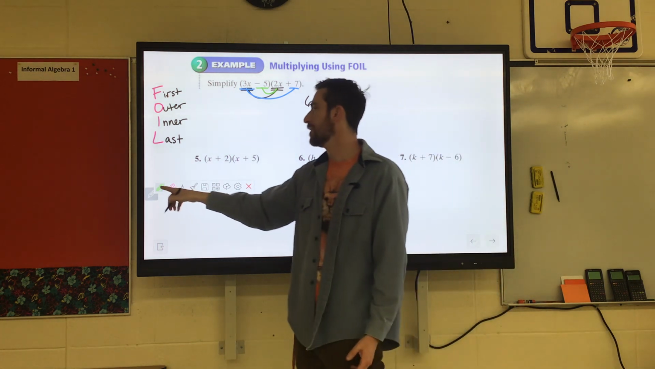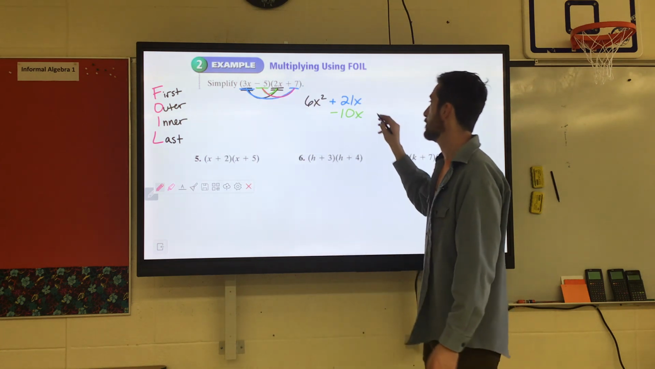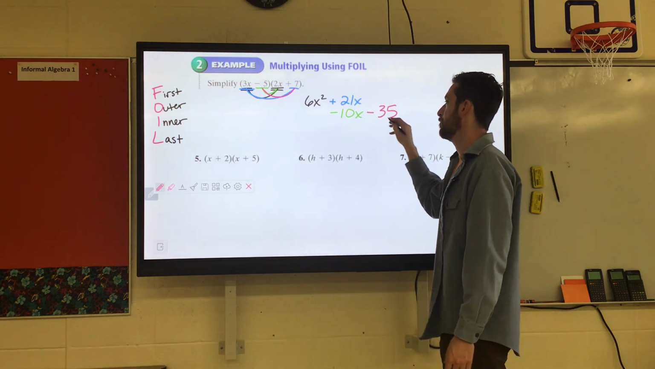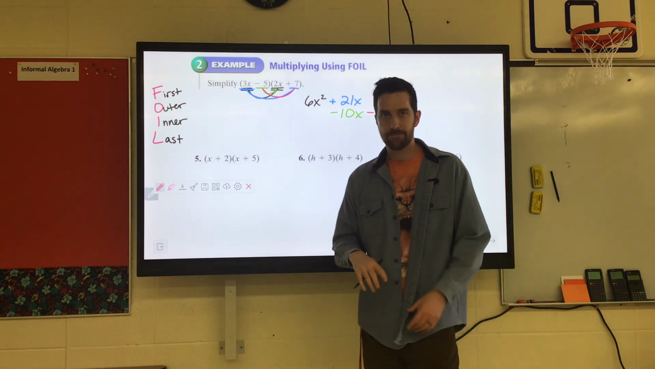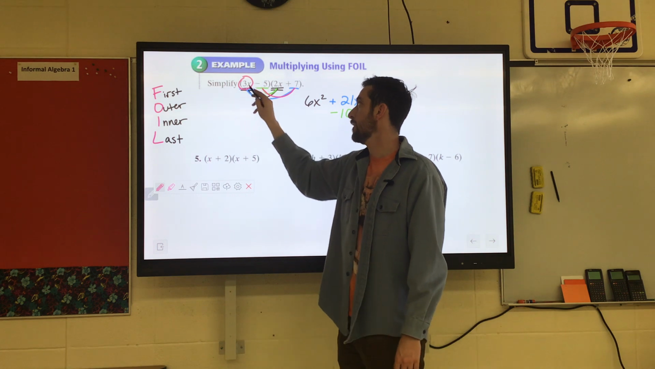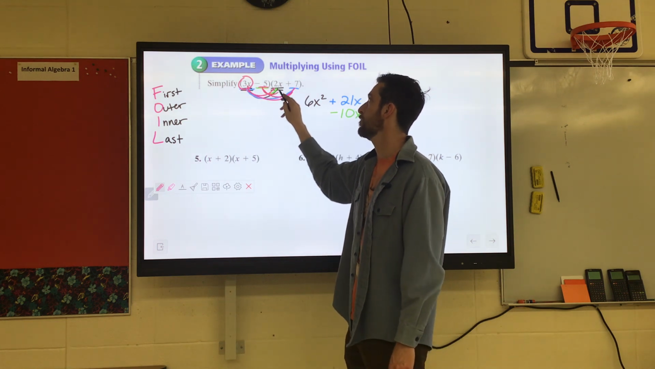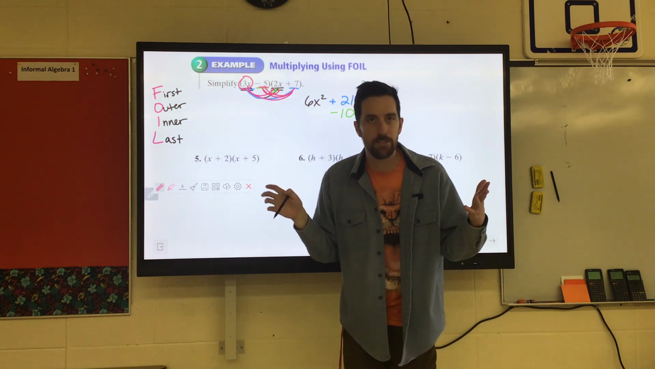And then you do the last terms in each parentheses. Negative 5 times positive 7, negative 35. But if you look, it's the same thing we just did. We distribute the 3x to both of them, and then we distribute the negative 5 to both of them. Same thing we just did.